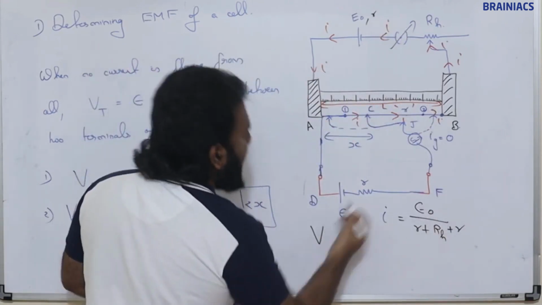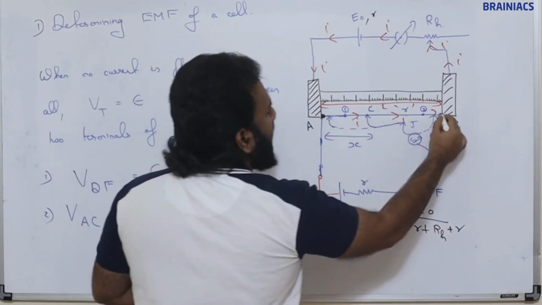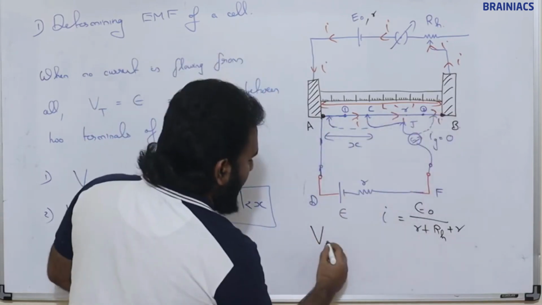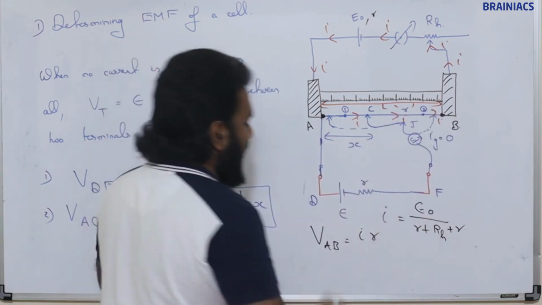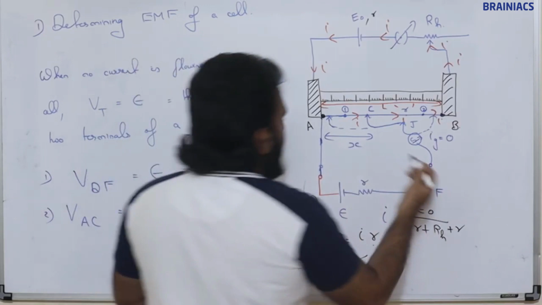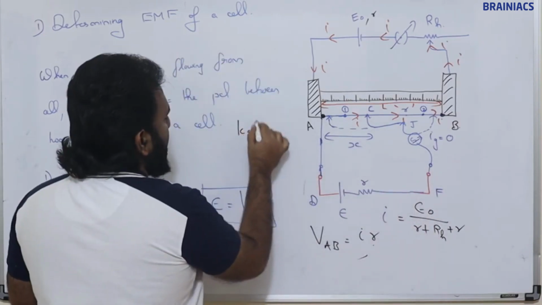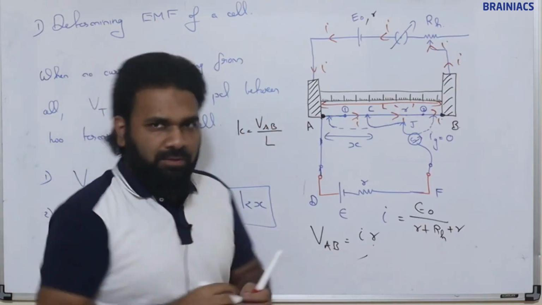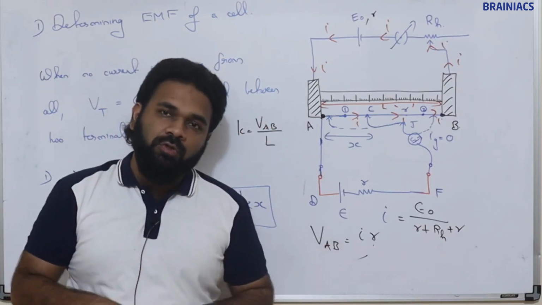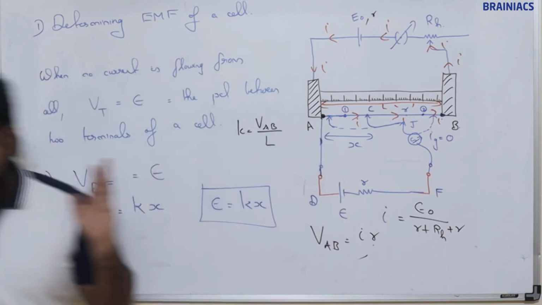And what about V? Which V? The voltage across AB. VAB is nothing but I into R. So from this we can find K. K is nothing but VAB divided by L. Just like a normal circuit, we will be able to solve the problem if we understand the concept.